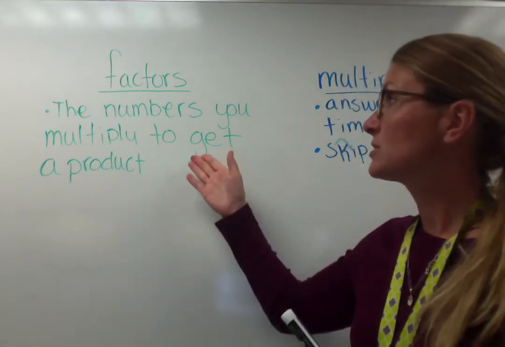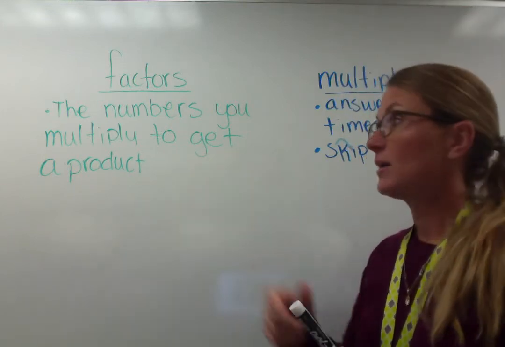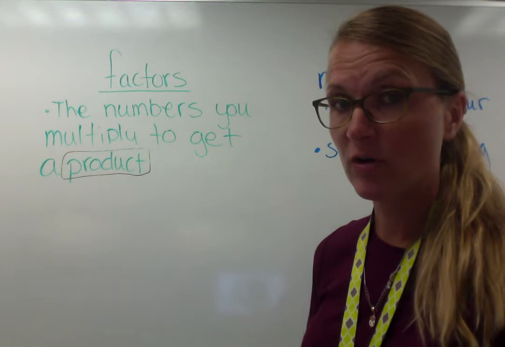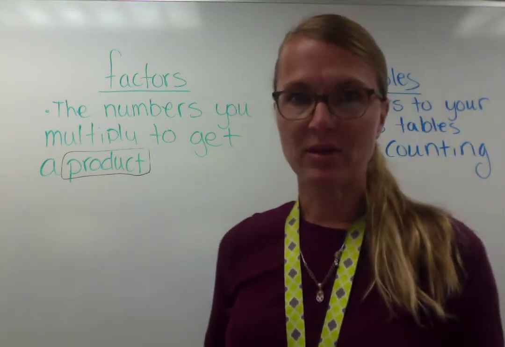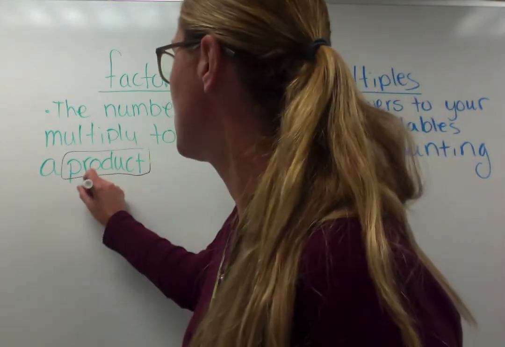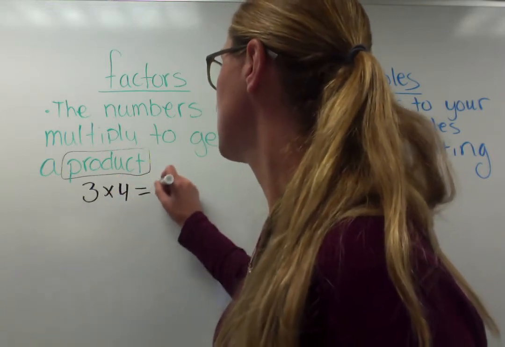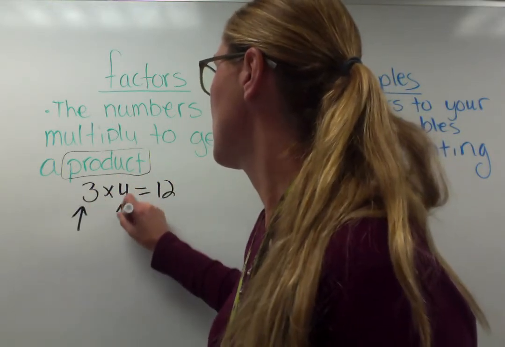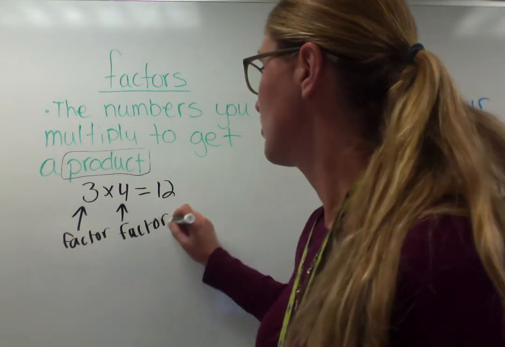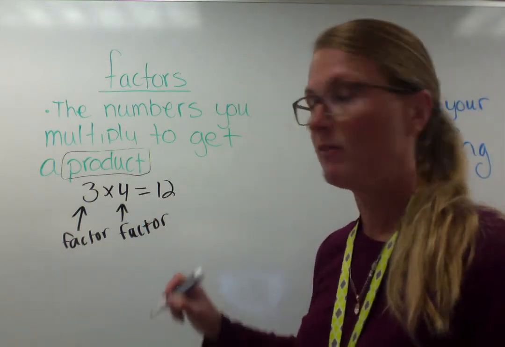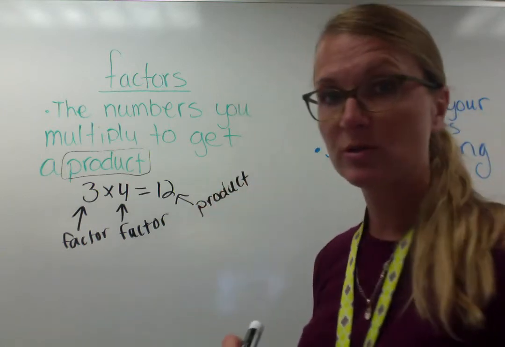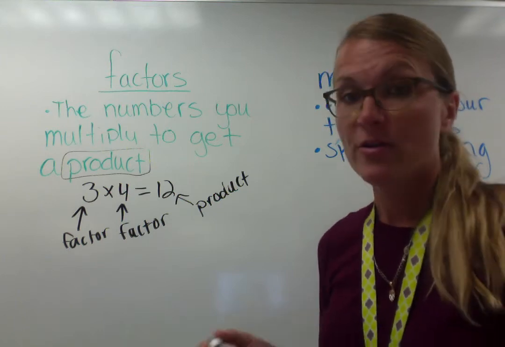So with factors, we'll start here. The numbers you multiply to get a product, okay? We have a vocabulary word here. That word is product, and hopefully it's not the first time you've heard that. A product in a store is something you buy, but in math, a product is the answer to a multiplication problem. So if we have 3 times 4 equals 12, 3 and 4 are factors. So that's a factor and that's a factor. 3 and 4 are the numbers you multiply to get 12. 12 then is the product. It is the answer to the multiplication problem. Okay, so it's really simple.